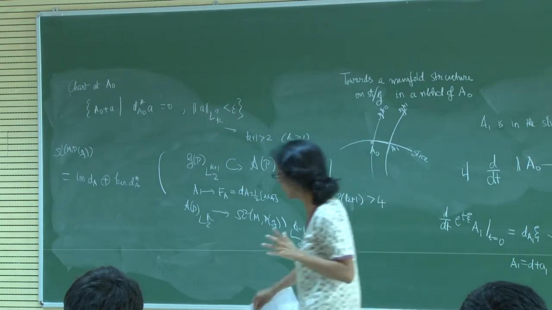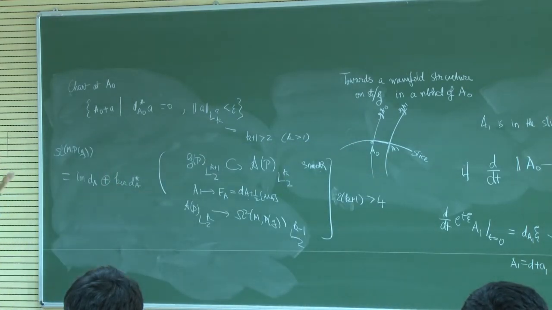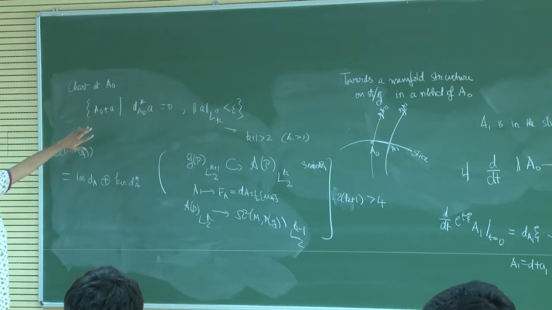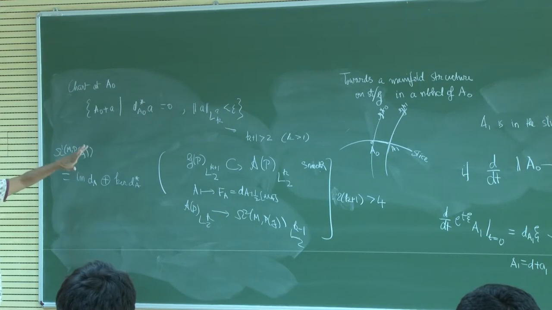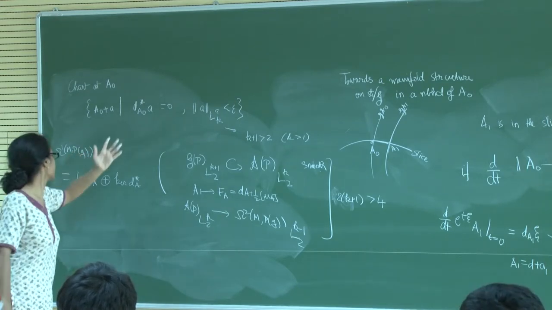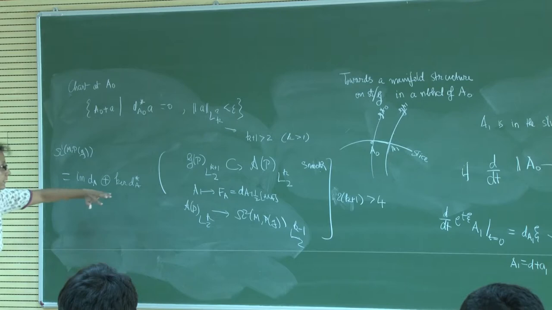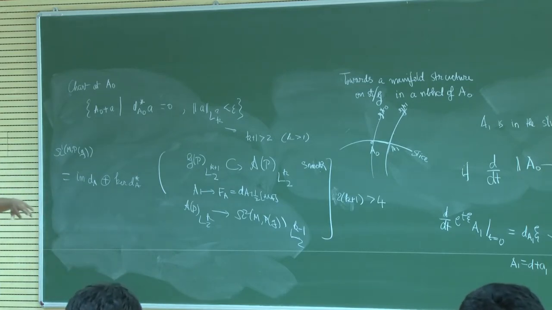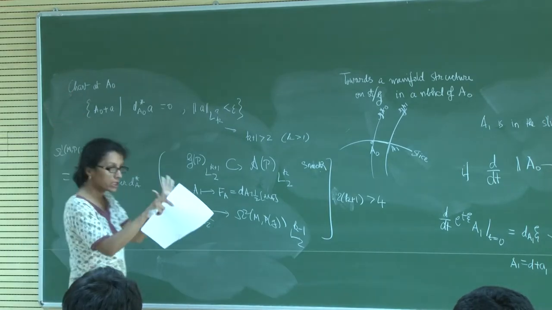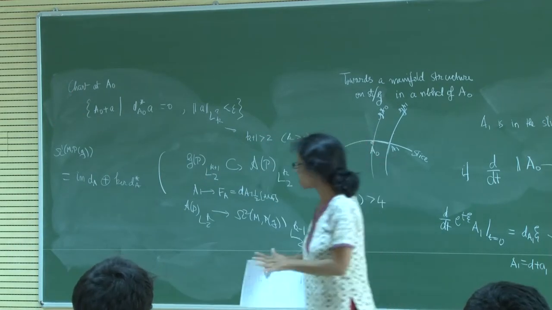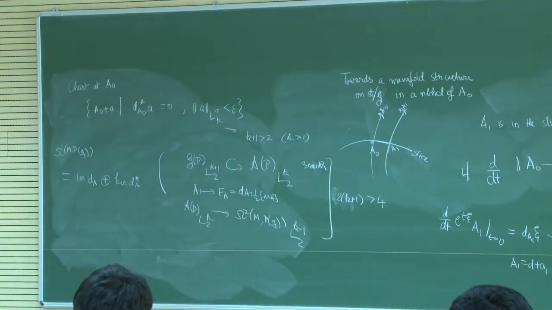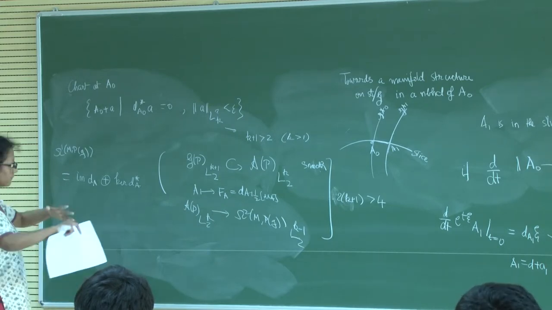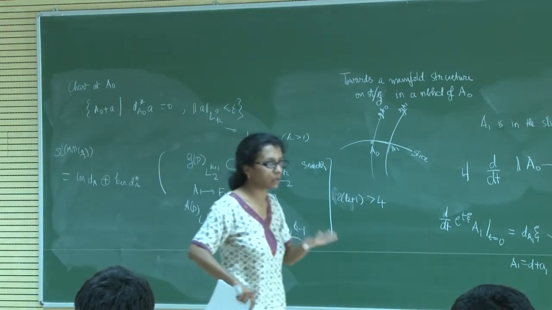I'll say it again. The tangent space of A0 is modeled on the kernel of DA0 star, but we don't know what kind of operator this is. But from Hodge theory, we know that we have this kind of a splitting of one forms. So initially we were just starting out with an affine space. If the normal direction that we are taking out looks similar in a neighborhood, then we indeed get a manifold structure. So that's roughly the idea.